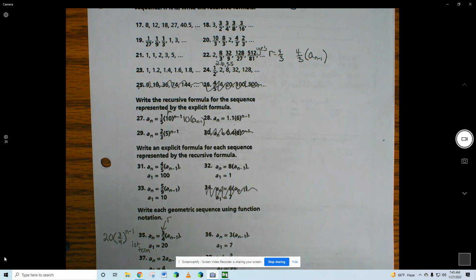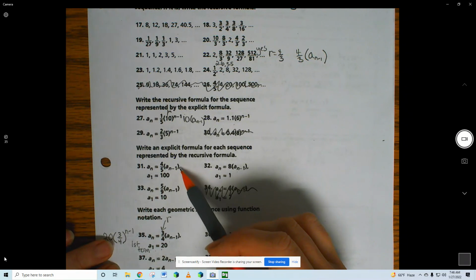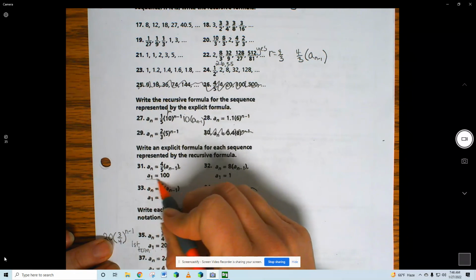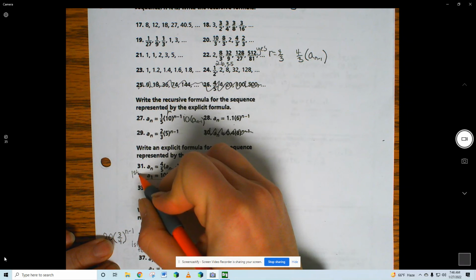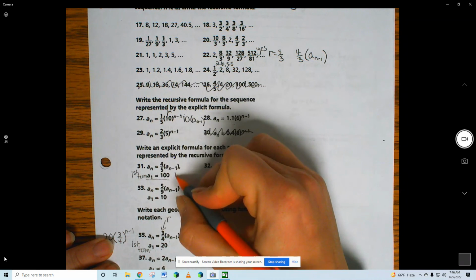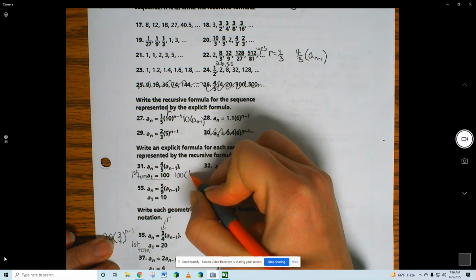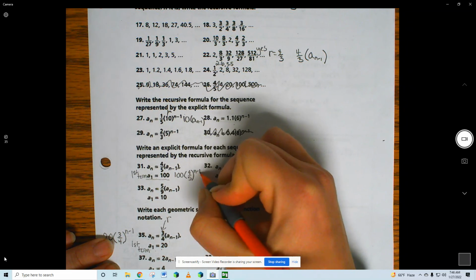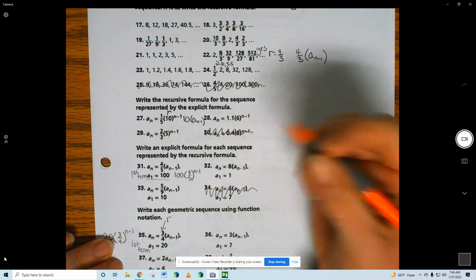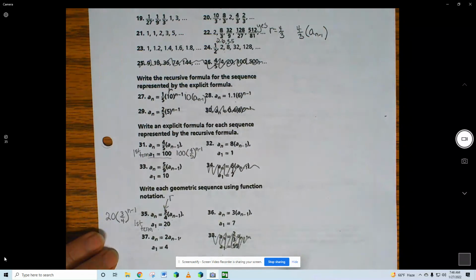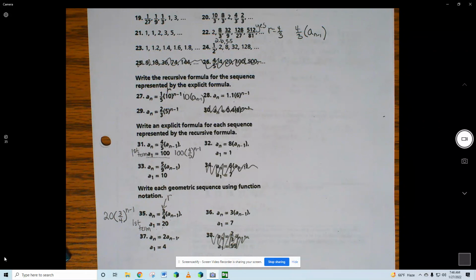31. I am given recursive. Find the explicit. Explicit is when I know the first term. Oh, look, a sub 1 is 100. First term is 100. 100, 4/5, n minus 1. That was number 31 that I just did. And then I did 35 for you.